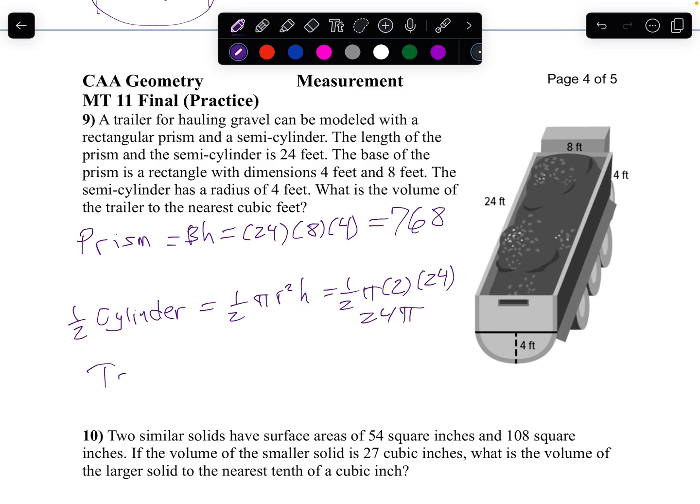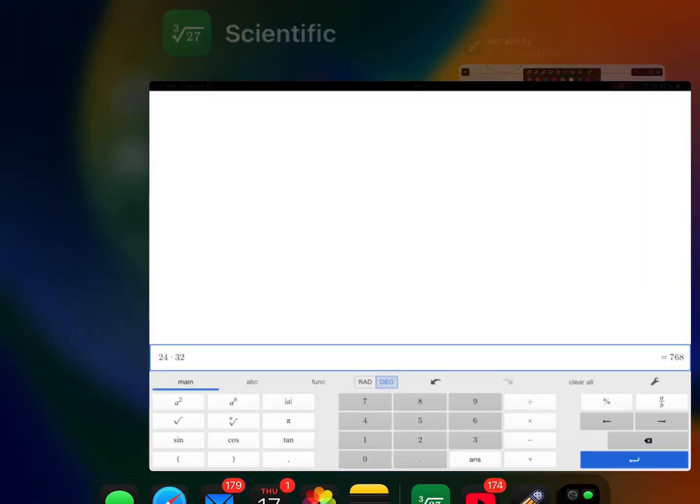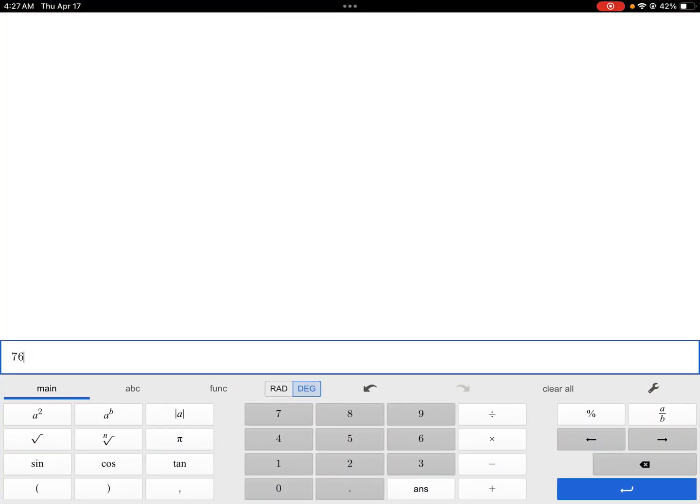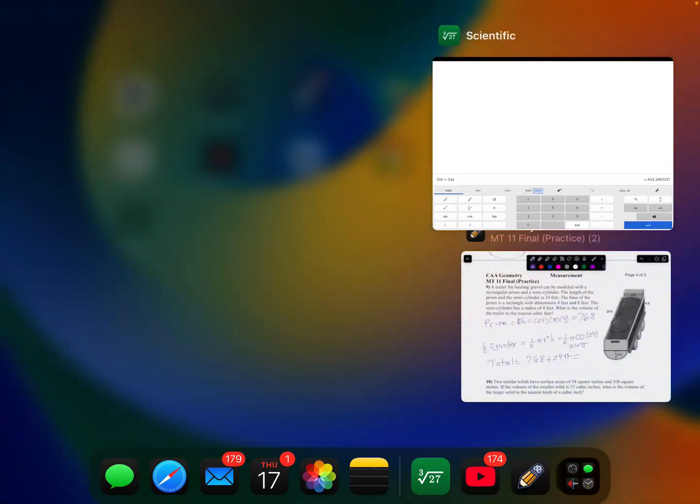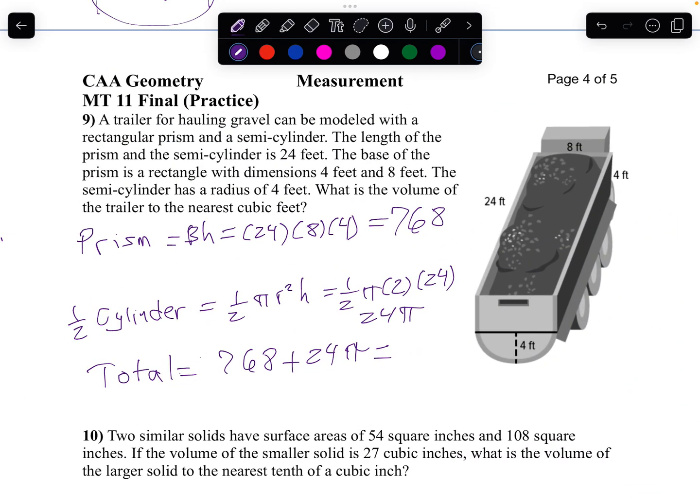So my total volume would be 768 plus 24 pi. And we're going to round that to the nearest whole number. So 768 plus 24 pi is about 843 cubic feet. There we have that one.